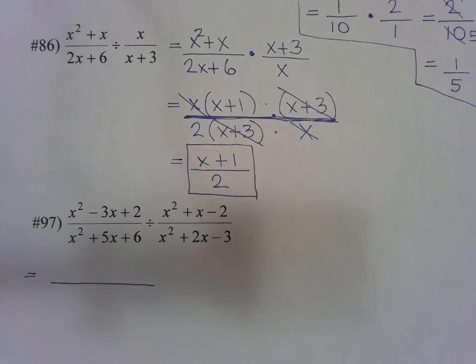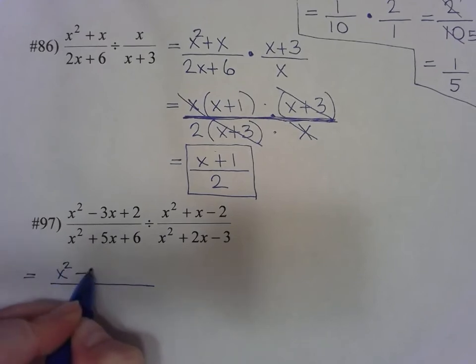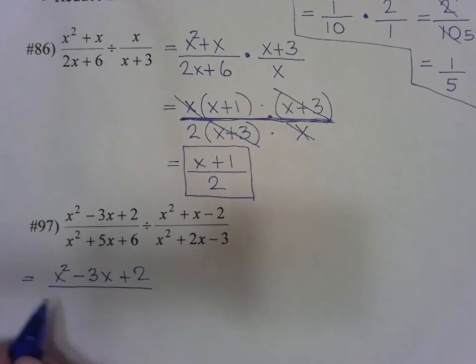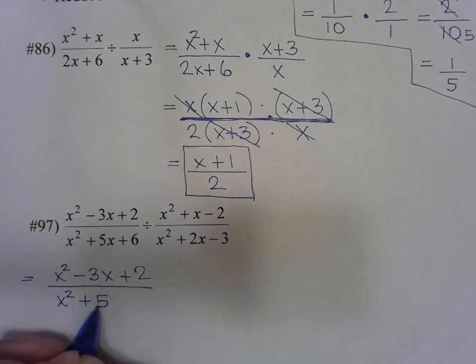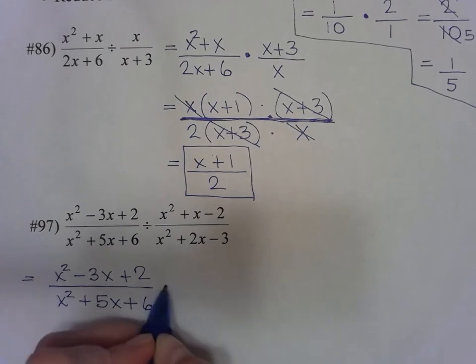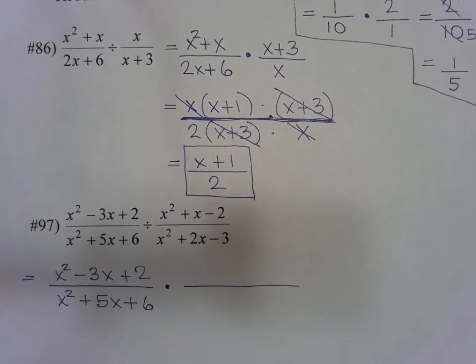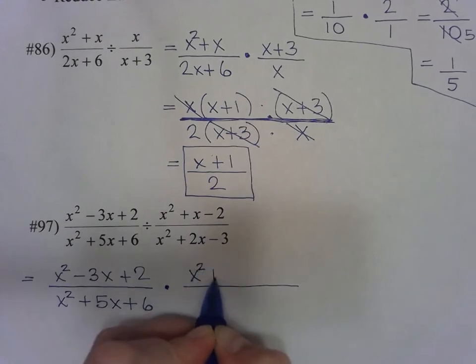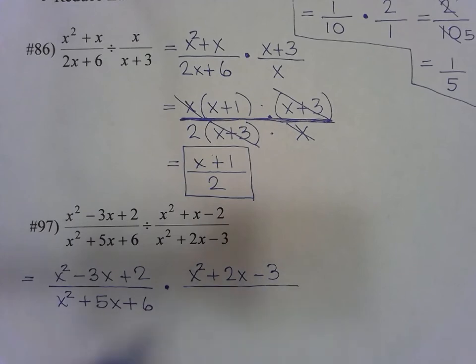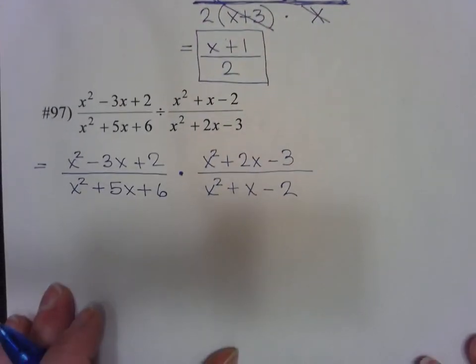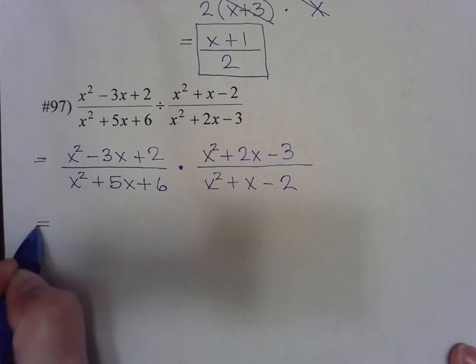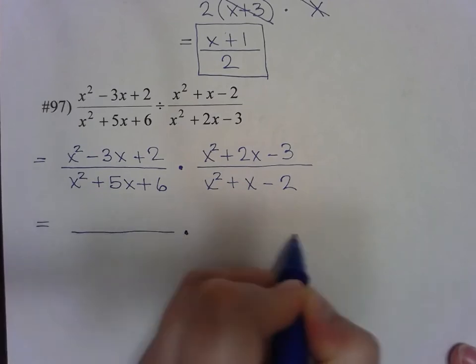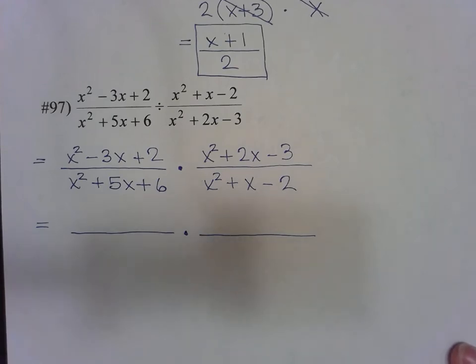All right, so again, I'm going to start with the keep, change, flip on this one as well. So I'm going to keep the first fraction the same. I'm going to change it to multiplying. And I'm going to flip over the second fraction. So what was in the bottom, I'm putting in the top. What was in the top, I'm putting in the bottom. I know this one looks kind of massive compared to some of the others that we've done, but it won't really be challenging if we can do all the factoring. That's really the hardest part.